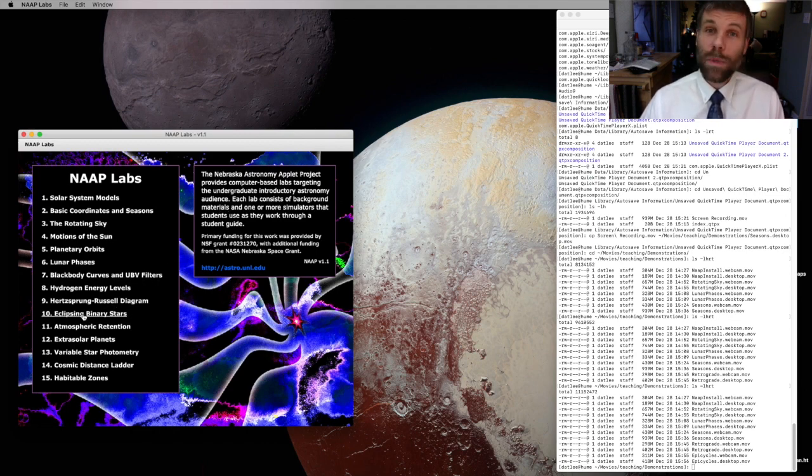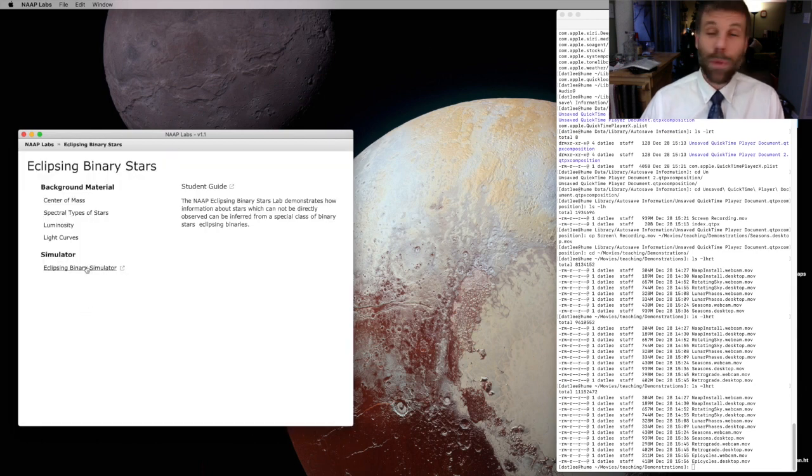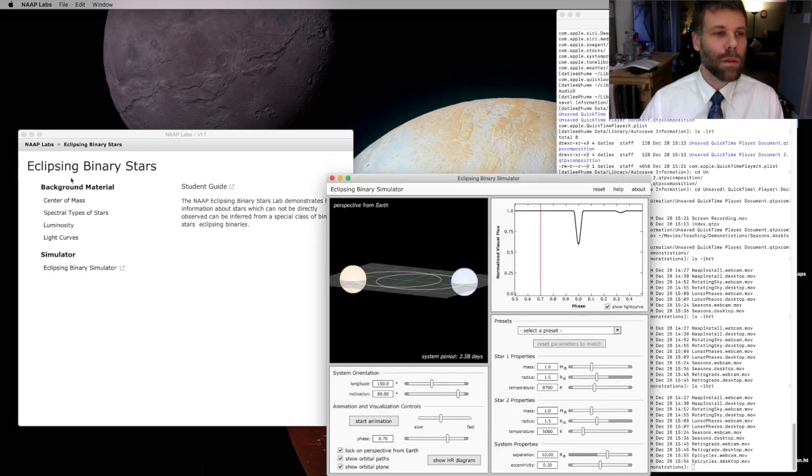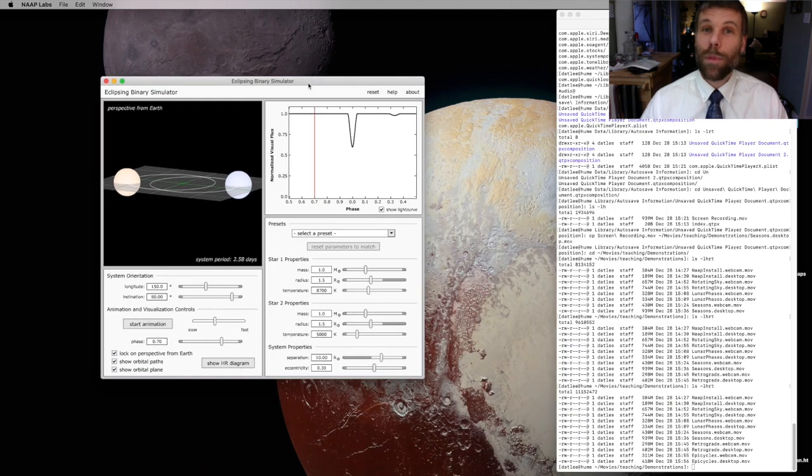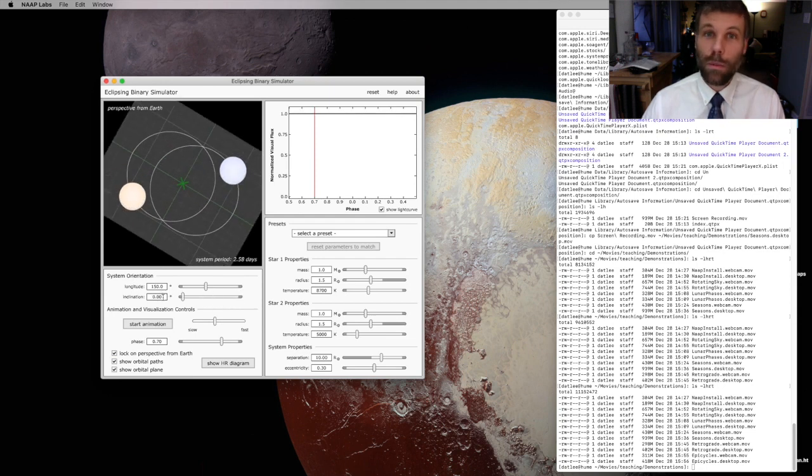So let's go to my NAAP Labs and bring up the Eclipsing Binary Simulator. Now this simulator has a lot of important features that are going to come back when we look at actual binary star systems, but for now we're just using this to mimic the center of mass and its influence. I'm going to make sure that we're looking at this system from directly overhead so you can see what's going on. Then I'm going to configure the two stars in this system so it's easy to tell which one is the Earth in our model and which one is the Sun.